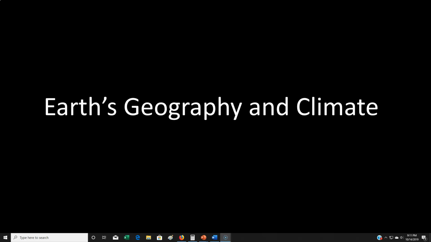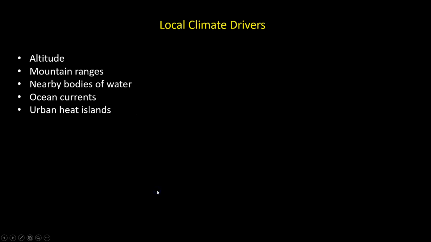In a previous video, we discussed how solar energy influences global climate, and while it's one of the main factors influencing the climate of a particular location, it's certainly not the only one. In fact, a location's climate is influenced by both geologic factors such as altitude and mountains, but also geographic factors such as nearby bodies of water, ocean currents, and urban heat islands.